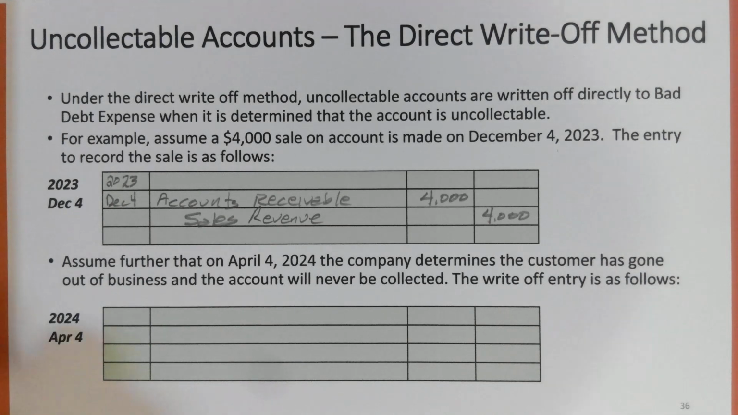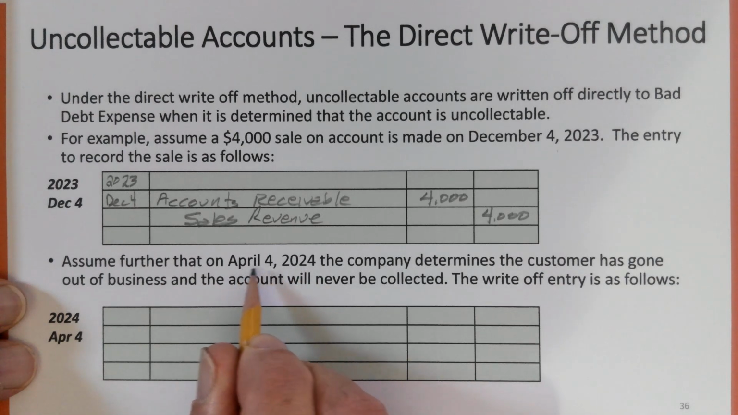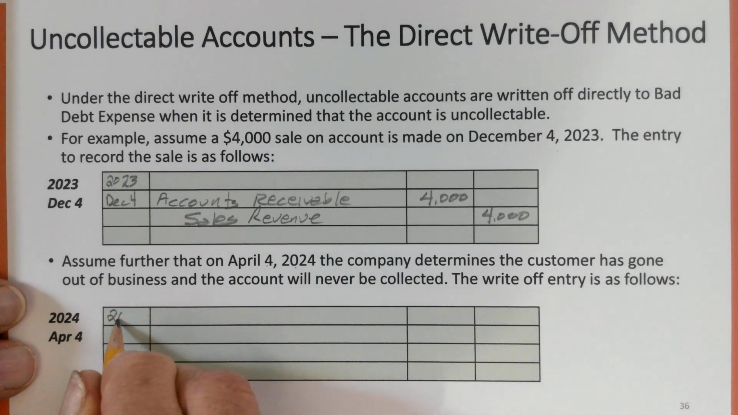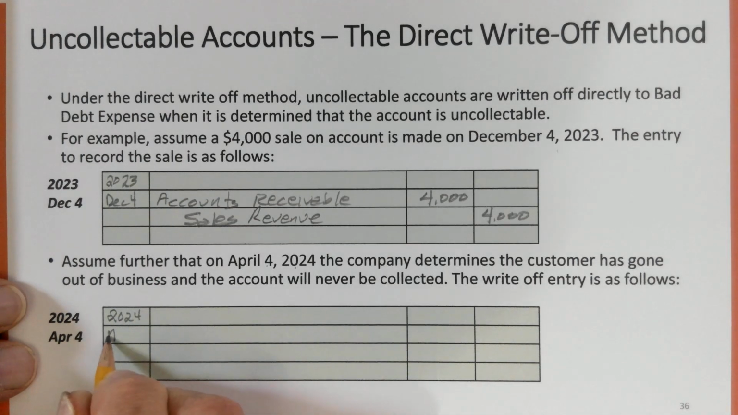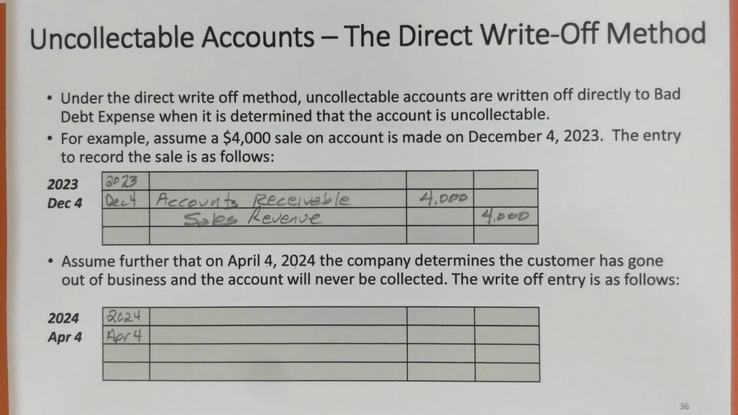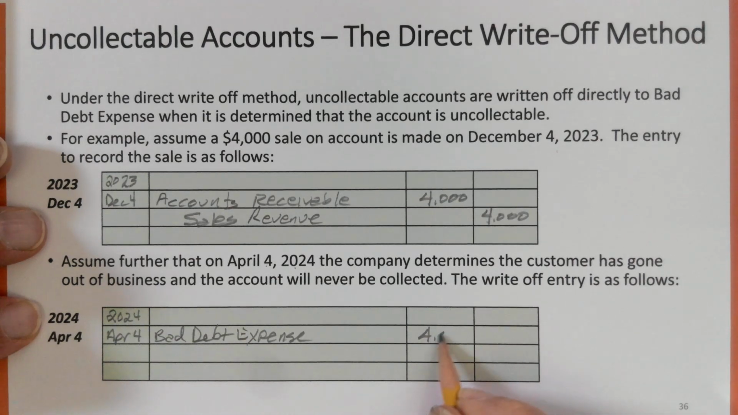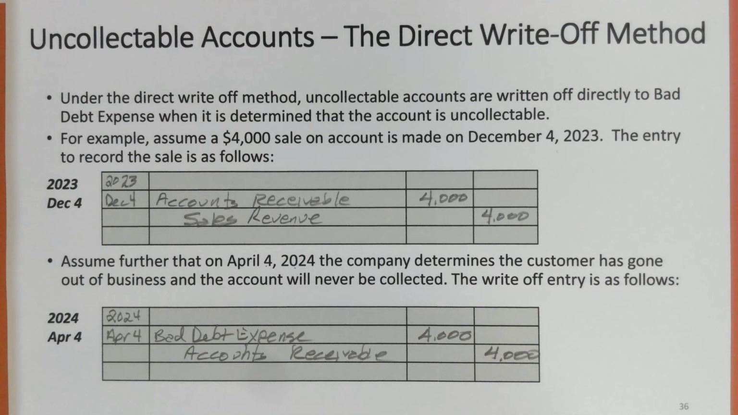Using the direct method, we discover it's uncollectible on April 4th, 2024, which is the next year after the sale. So let's make the entry for 2024, on April 4th. We're going to directly debit bad debt expense when we make the write-off. So we're going to debit bad debt expense for the 4,000, and we're going to credit accounts receivable for the 4,000. There we go. And so we've written it off, and everything seems fine, right? Everything's good.